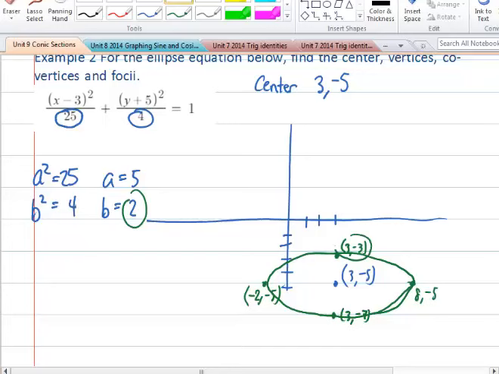Now remember, these are the co-vertices, the ones for the smaller axis. This and this are my major vertices, or they would just call them the vertices. So this again is a co-vertex.